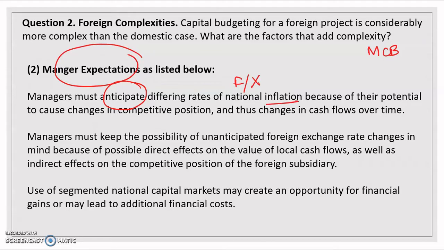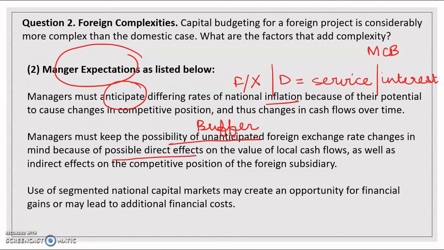Are they expecting any difference in the debt service charges or interest rates because of the economic impact on that servicing or sourcing of the loan? Because of this, they must create a buffer, right? They must create a buffer to anticipate any unexpected exchange rate changes because of the duration of the project, any possible direct effect that may impact the cash outflows or the inflow of the project.